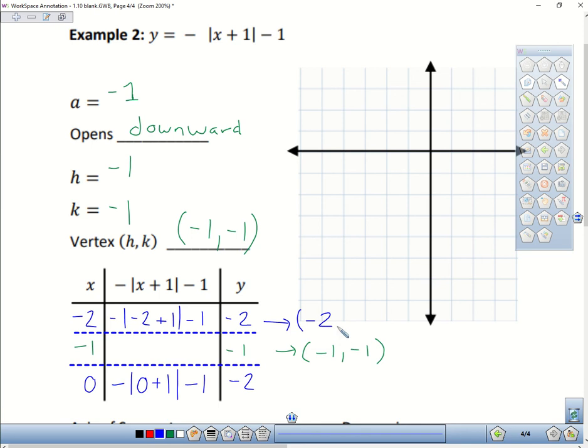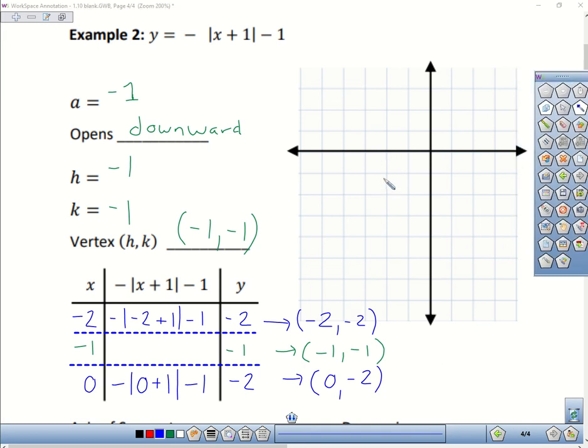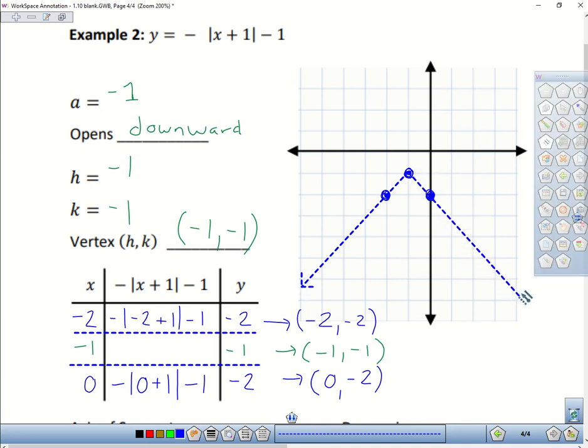So this is going to be -2, -2, and this is going to be 0, -2. So now we're going to plot this. So -2, -2, -1, -1, and 0, -2. Now if you kept going, it would have plotted here and here and so on with your table. The more table values, the more dots you're going to get to see what your graph looks like. But it's not always necessary. You can kind of see what it looks like without more values.